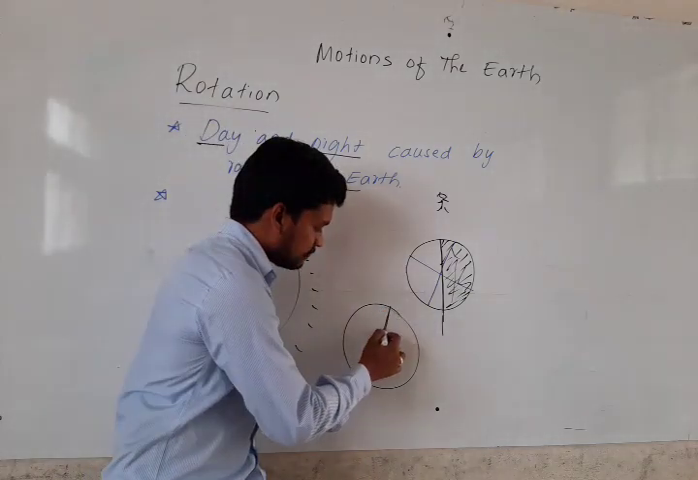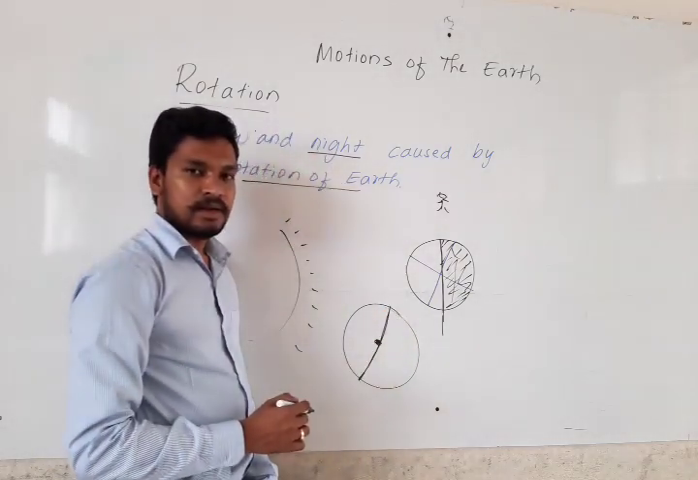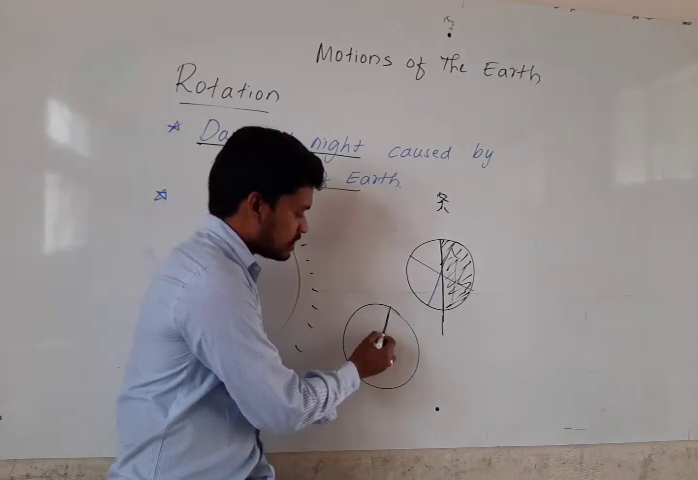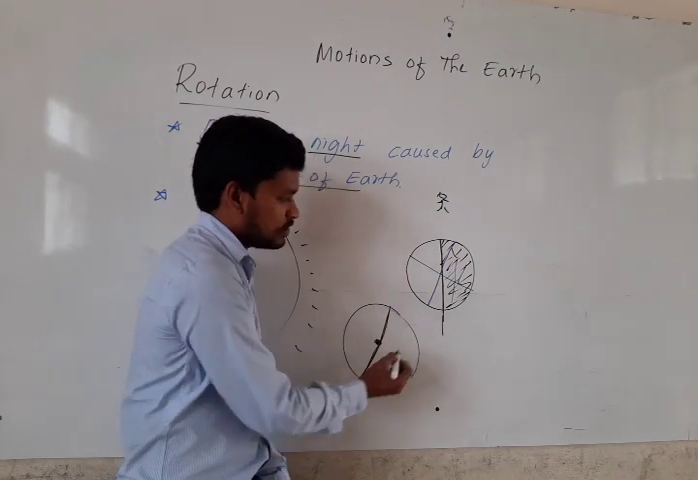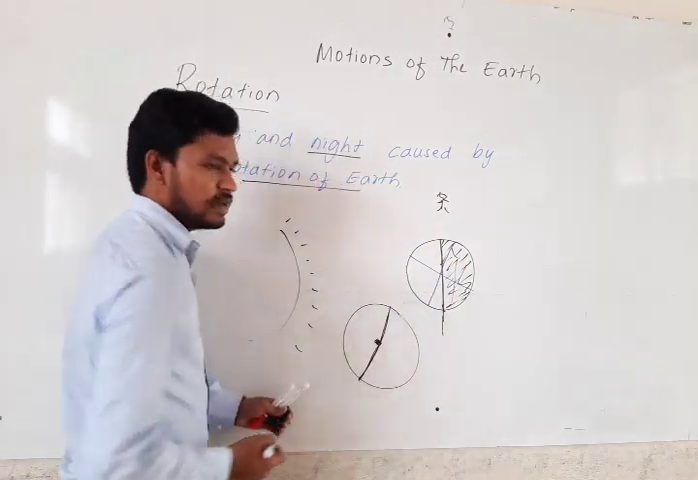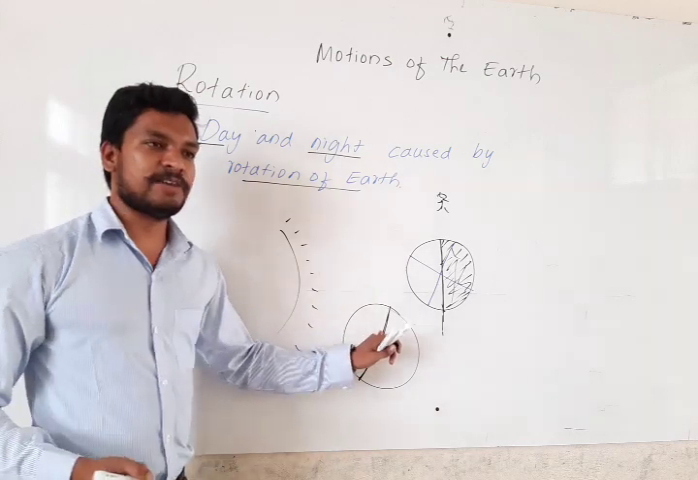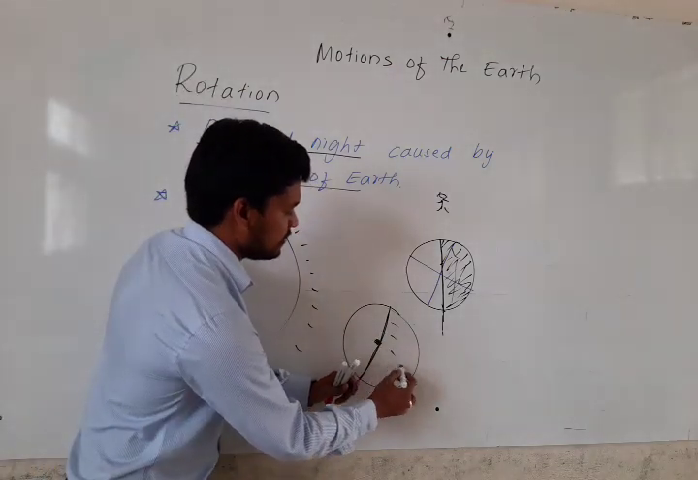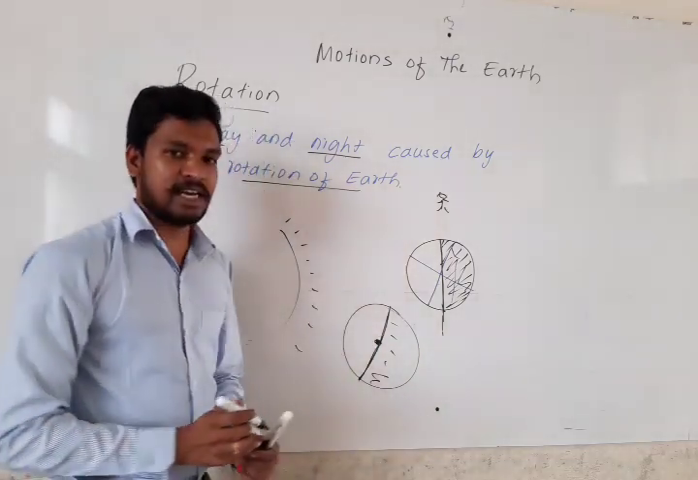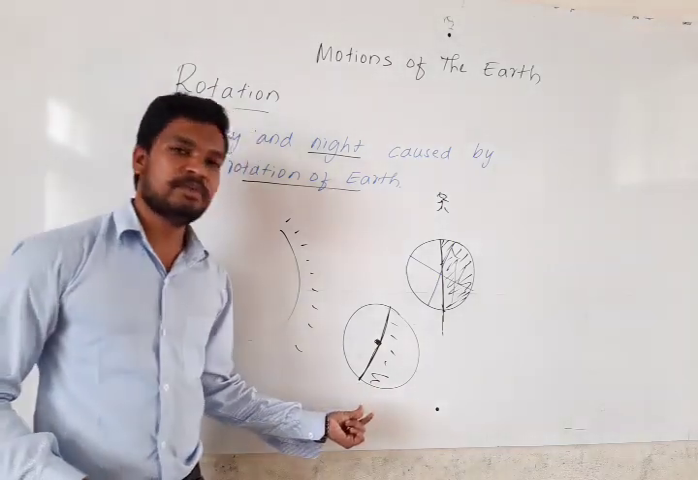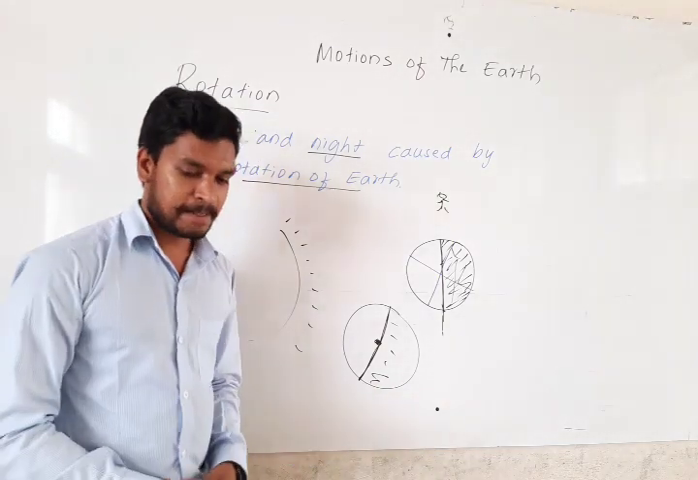Here we have a circle. It starts here and joins the same place after completing one round. It's called a circle. So this is called the circle of illumination. Illumination means it divides night and day into two separate hemispheres. So it's called the circle of illumination. Do you understand?